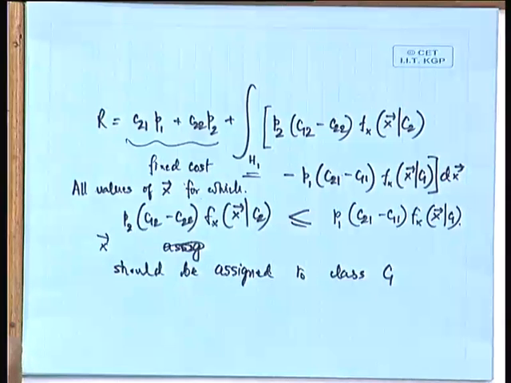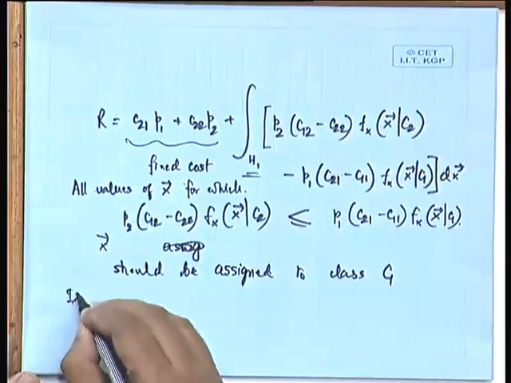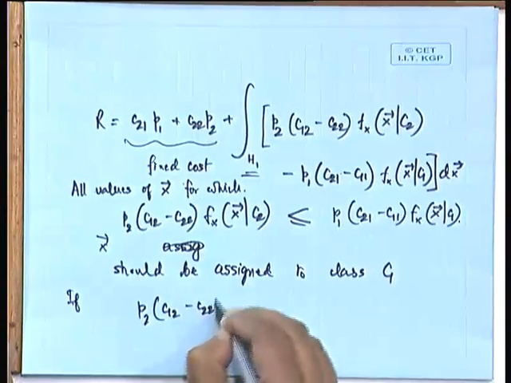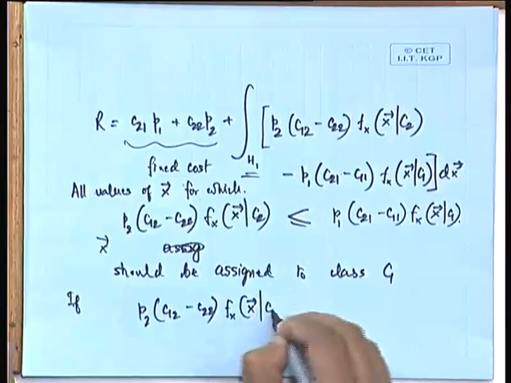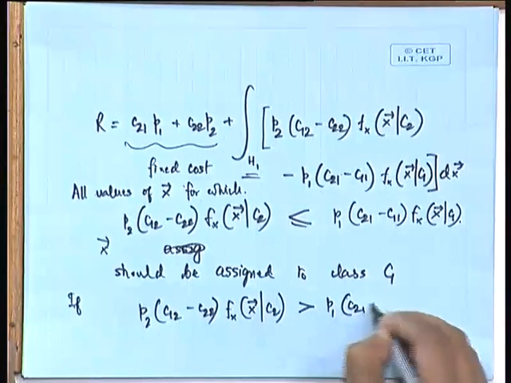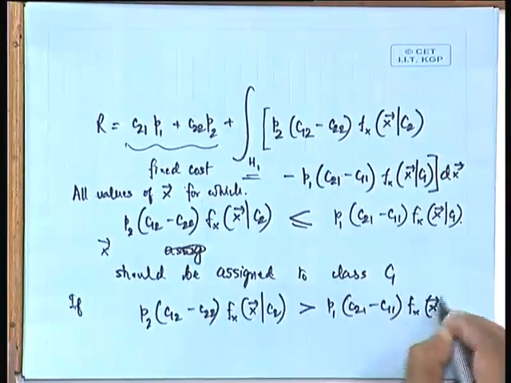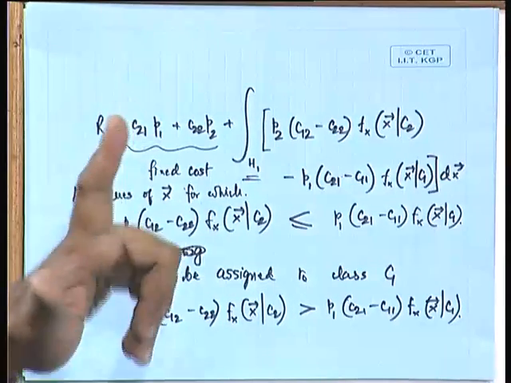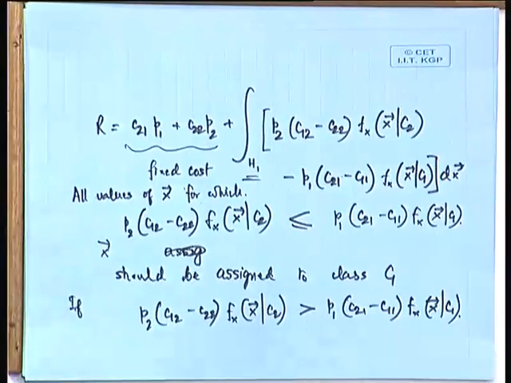That means if we happen to find that x is drawn in such a way that P2 (C12 minus C22) fx(x given C2) is greater than P1 (C21 minus C11) fx(x given C1), if this had happened, then we would have got a positive quantity. And if we get a positive quantity into this, we should not be putting it into H1. Why should we? Because if we put it into H1, then it increases the risk cost. So, we should not put it into H1. We should not increase the risk that way.